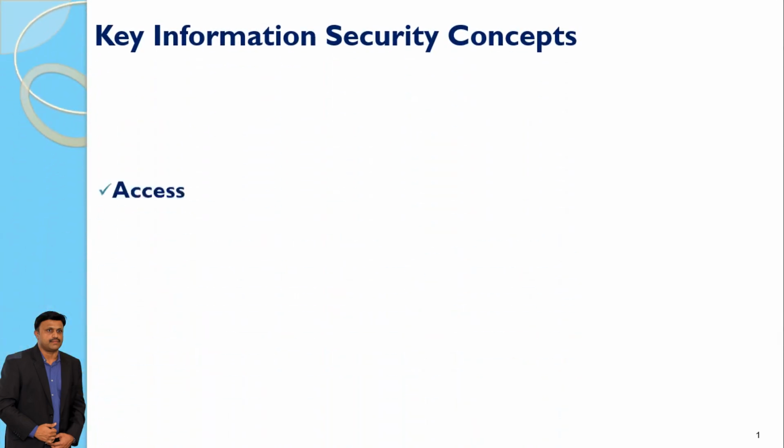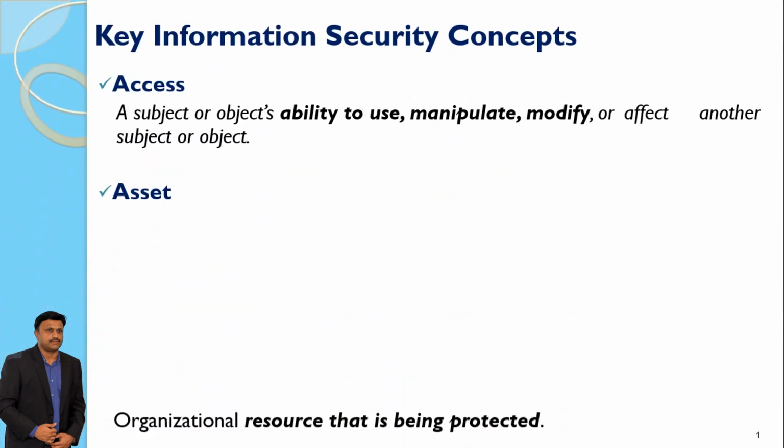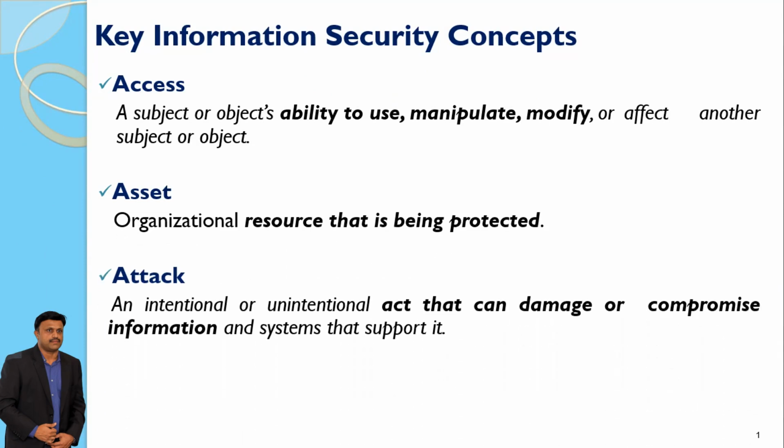Access refers to the ability to use or modify an object. An asset is the resource being protected. An attack is any act that can damage or compromise information.